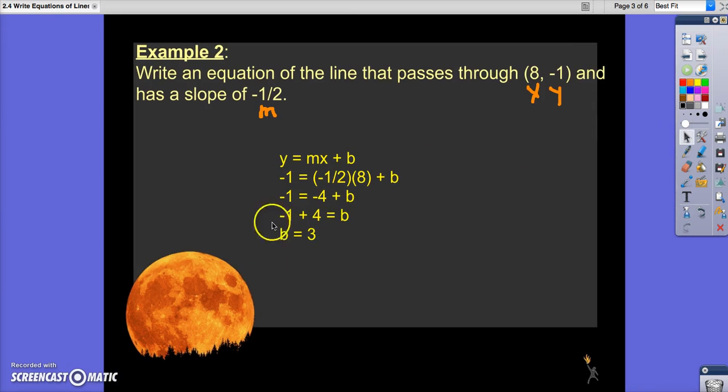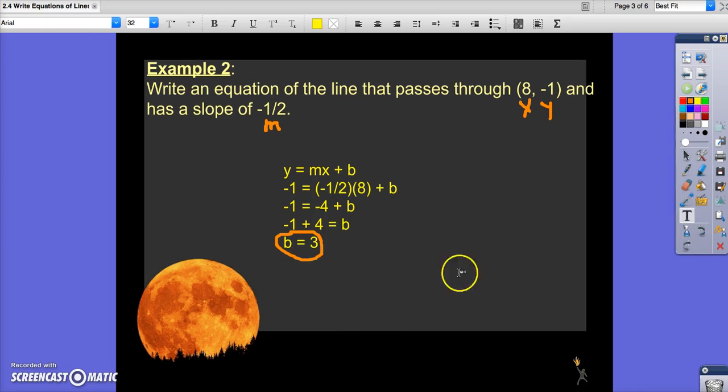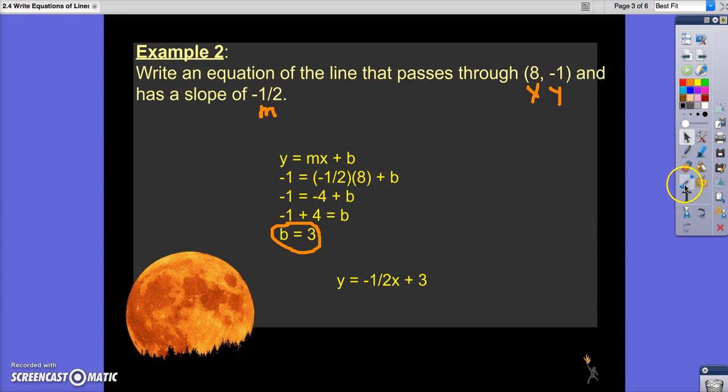Now, I'm not finished, so here's my first answer, and I sometimes like to circle it. So I got my b. b is 3. We're not actually done. Step 2 says take your m and your b and plug it back in. So slope and y-intercept only. So y equals negative 1/2 x plus 3. Now this is my final answer here, back as the equation of your line.